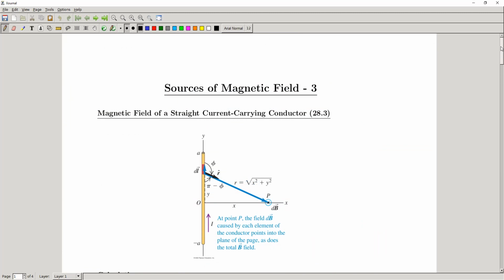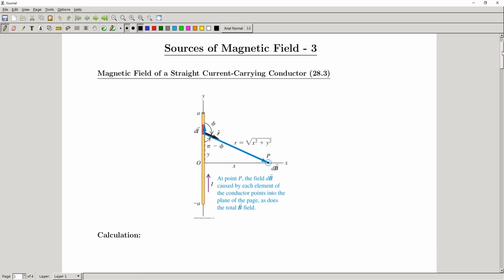We're going to want to calculate the magnetic field of a straight current carrying conductor. Okay, so very long wire is the kind of idea here. We have a sort of drawing of the wire here. The wire runs in the j hat direction here, along the y-axis. It's going to run from y equals minus a to y equals a, and we're interested in the magnetic field at some point P on our x-axis, a distance x from this wire.